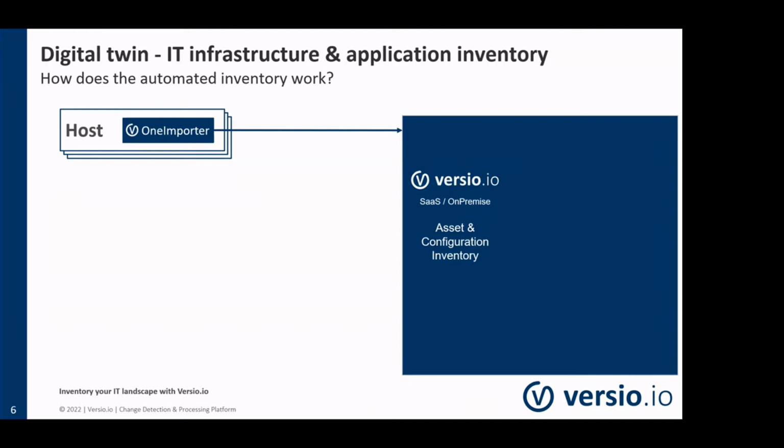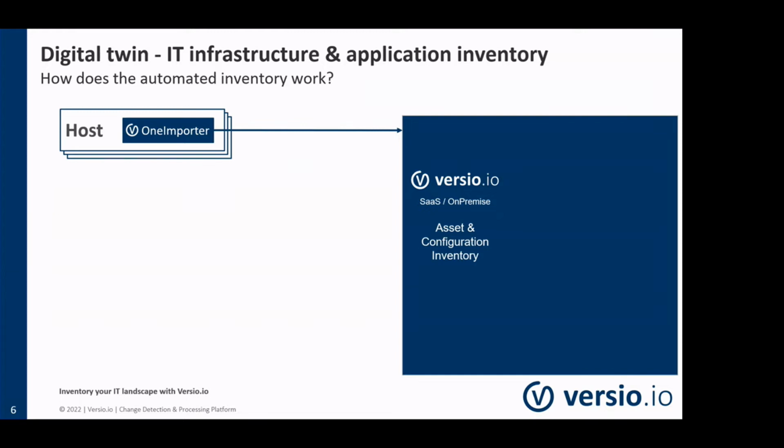We are using different methods to inventory the IT landscape, and probably the most important area for our customers are the host computers on which their application systems are running. For this, the one importer must be installed on all related hosts. The one importer is a system component by us, and it's working like a monitoring agent. So you have to install it, and after installation, it collects all details about the host itself, the processes running on that host, and the services provided by these processes.